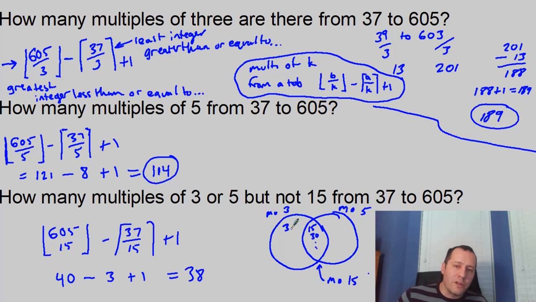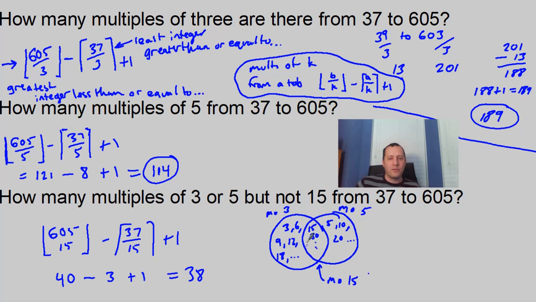Out here you're going to have 3, 6, 9, 12. Not 15 though, because that's over here. It's still in this circle, but it's also in the other one. 18 and so on. Over here you're going to have 5, 10, well not 15, that's over in this part. 20 and so on. So the idea is we want to take all the multiples of 5 and all the multiples of 3 and add them together, but then we want to realize that we don't want the multiples of 15 to be included. So first of all, we're counting them twice, right?